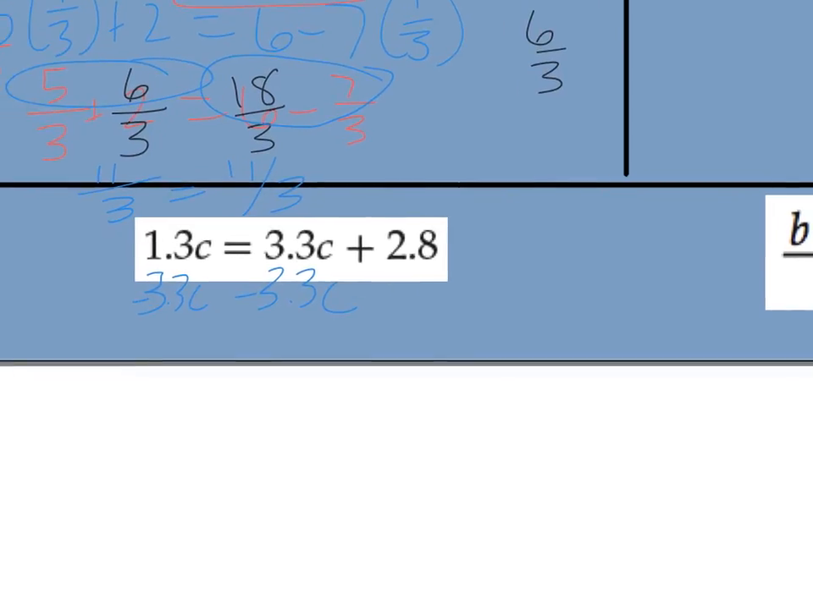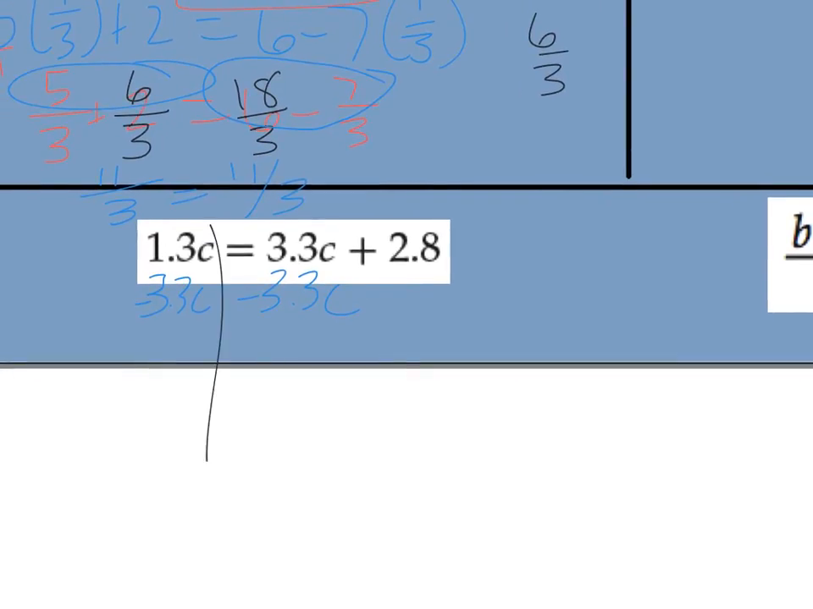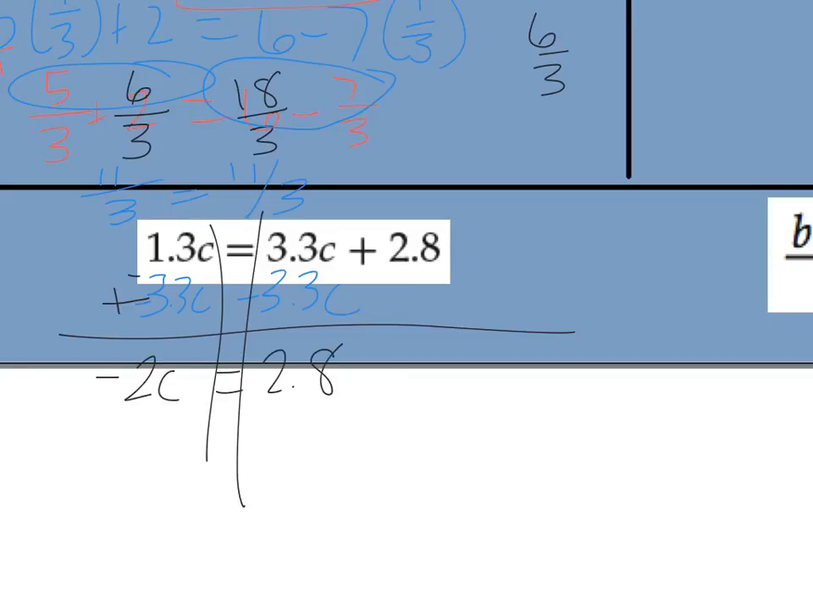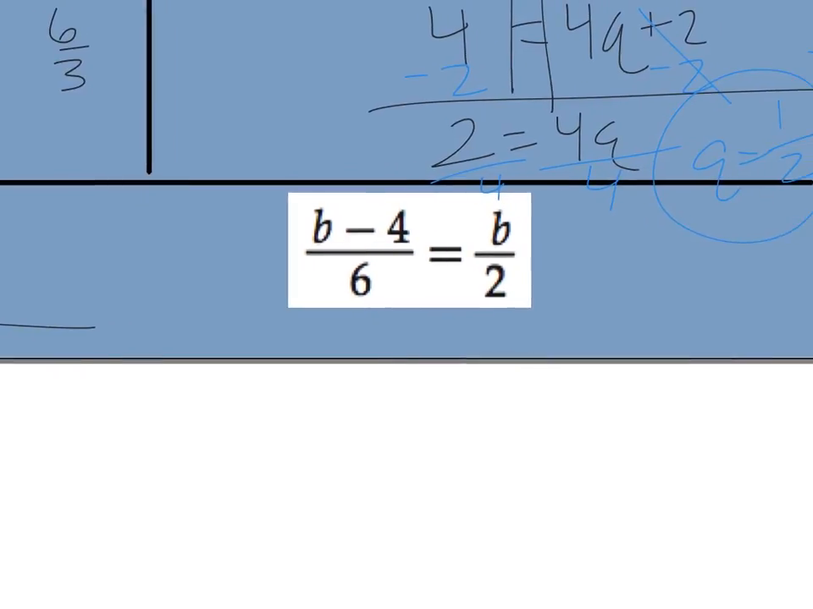Notice we have a negative and a positive. Same rules apply. Which do you have more of? More negatives. How many more is 3 and 1 and 3/10 than 1 and 3/10? Total of 2. Divide by your negative 2. C is equal to negative 1.4. Plug in and check. All right, another one with fractions.